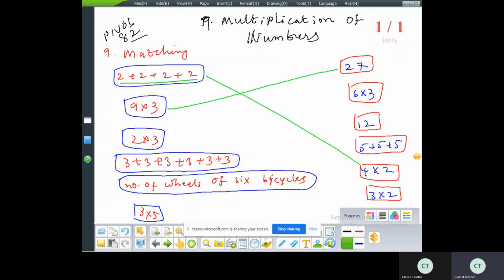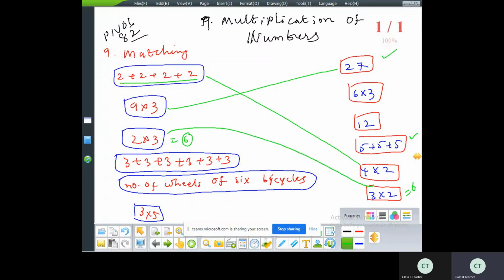Now, question number 3, 2 into 3. 2 1s are 2, 2 2s are 4, 2 3s are 6. We need 6. See, it is already finished. Next one, 6 1s are 6, 6 2s are 12, 6 3s are 18. 12 no. 5 plus 5 is 10, 10 plus 5 is 15, no. 4 into 2 is 8, over. 3 1s are 3, 3 2s are 6. Yes. 2 3s are 6, 3 2s are 6.